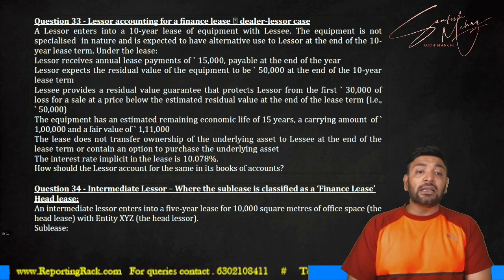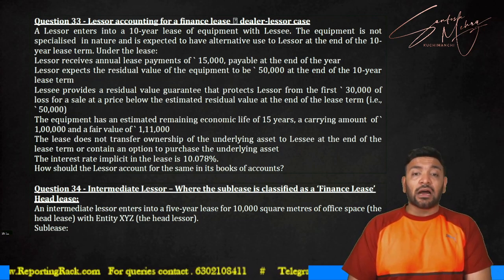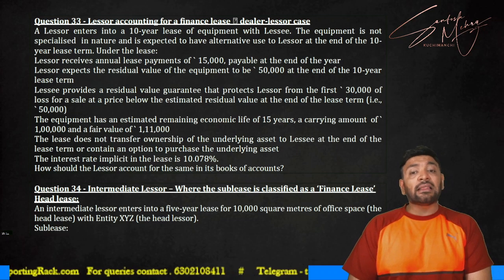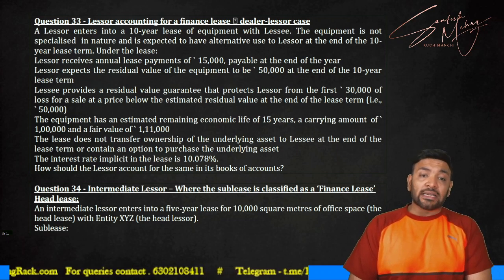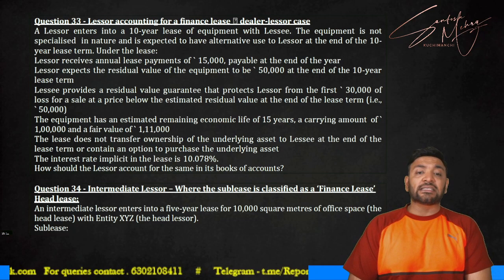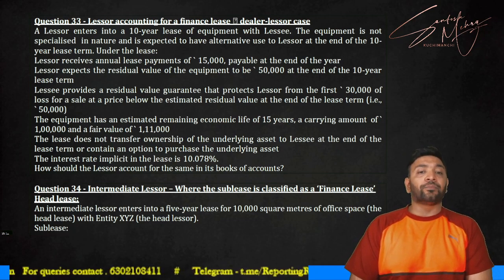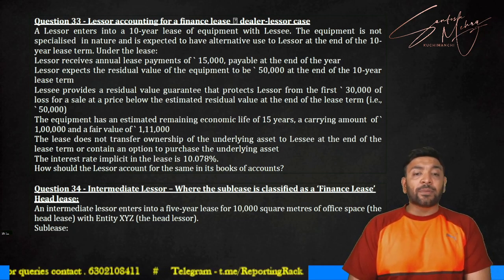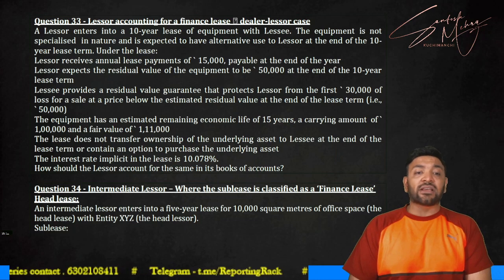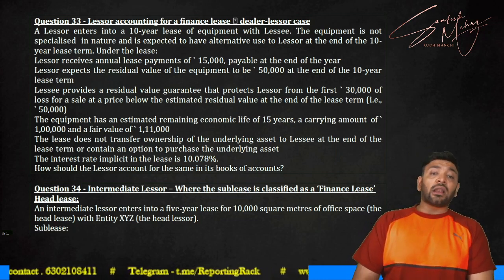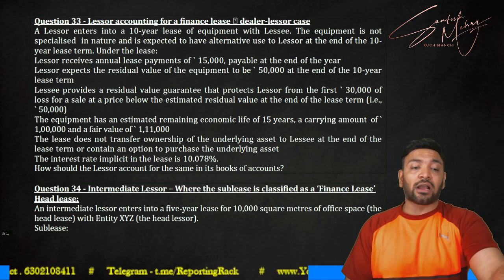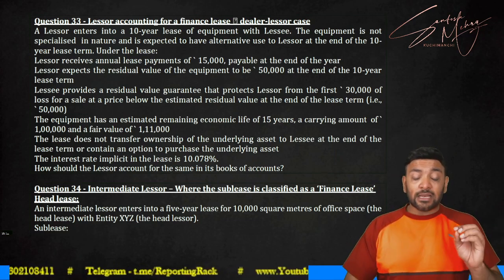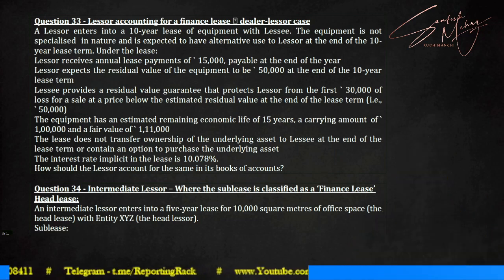The lease does not transfer the ownership of the underlying asset to the lessee at the end of the lease term or contain an option to purchase the leased asset. If the interest rate implicit in the lease is 10.078%, how should the lessor account for the same in their books of accounts? Read the question, pick up the important concepts. I will start solving the answer.